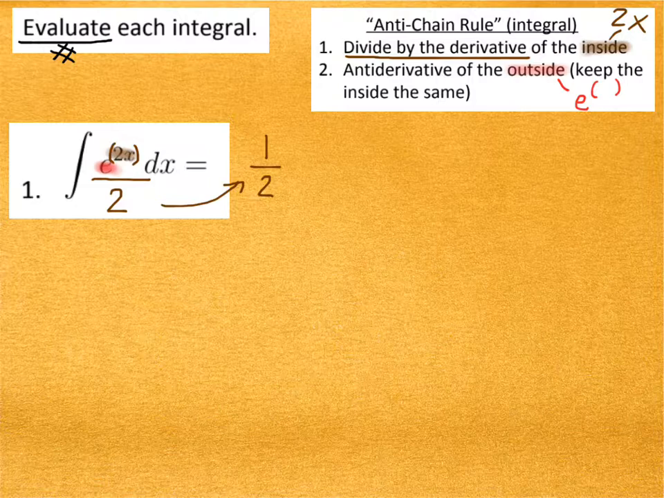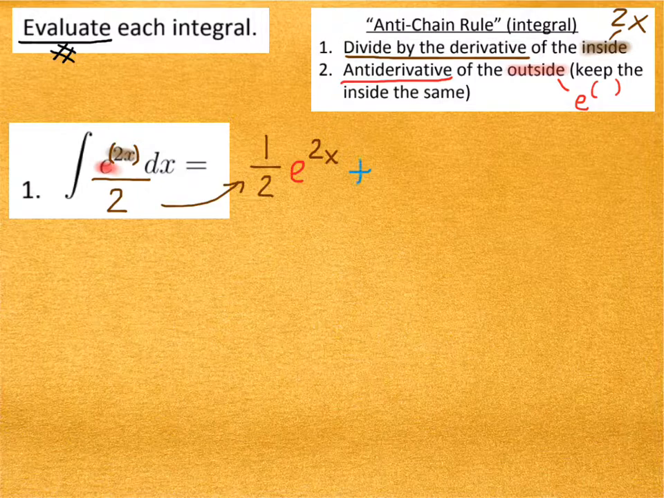Okay, what is the antiderivative of e to the stuff? Well, it's just e to the stuff. And notice I kept the inside the same. Alright, so because e to stuff is its own antiderivative, there we go. Except plus c. Don't forget that.